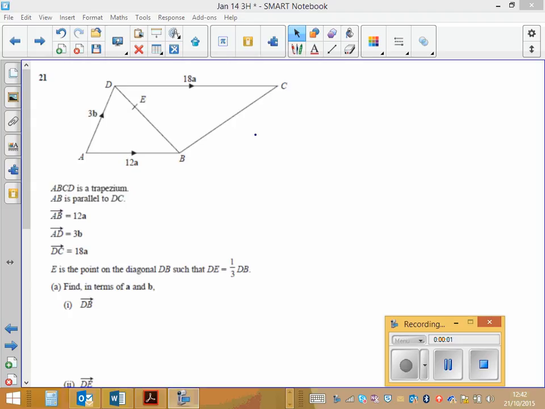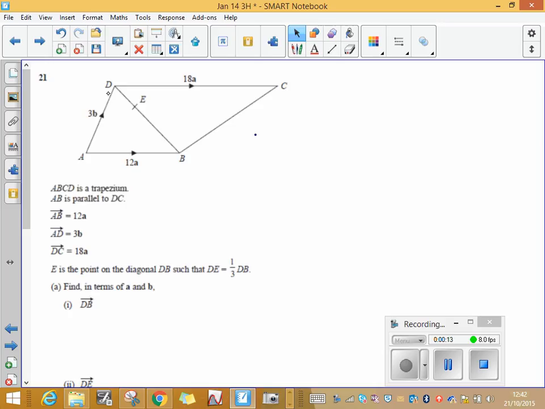To read the blurb here, which tells you that ABCD is a trapezium, and we can see that AB is 12a, DC is the same as 18a, which is as we'd expect, and AD is 3b. And they tell you that E is on this diagonal, so that DE is a third, so the distance from there to there is a third of the distance from there to there, and I'm sure we'll use that later.